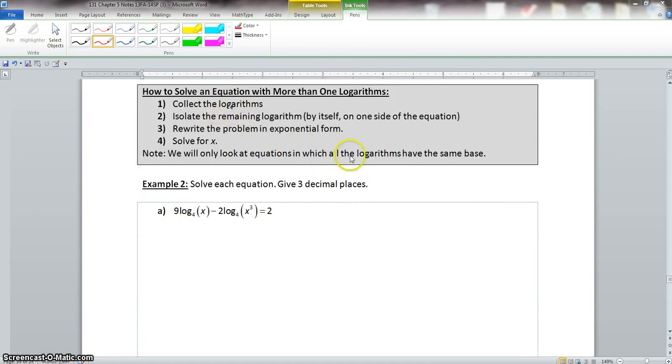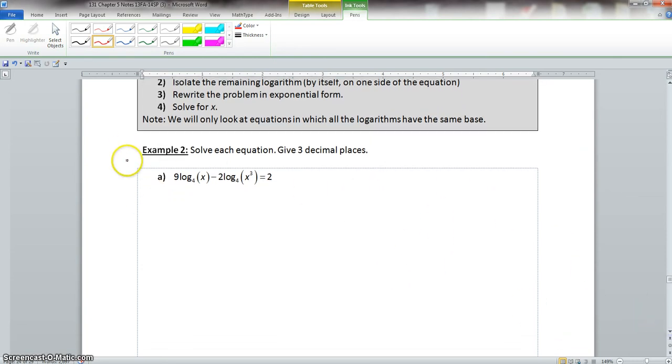Now we come down to the next page. It says how to solve an equation with more than one logarithm. First, we collect the logarithms, isolate the remaining logarithm by itself on one side of the equation, rewrite the problem in exponential form, and solve for x. Note, we will only look at equations in which all the logarithms have the same base. So now, solve each equation, give 3 decimal places. So, first of all, we would take these numbers on the outside and make them exponents, like we did in the other problems.